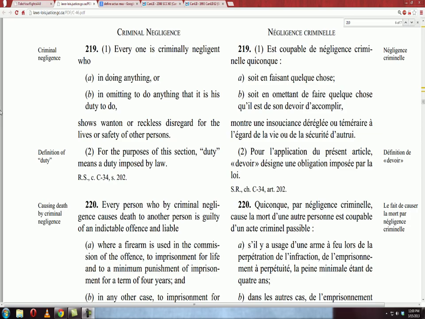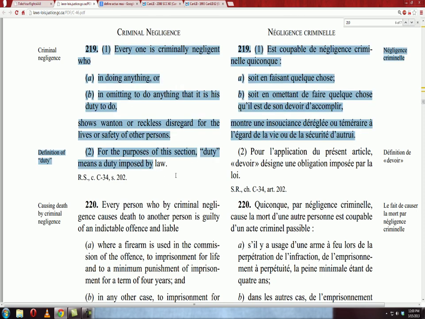Criminal negligence is a section of the Criminal Code of Canada, section 219, that reads as follows. Everyone is criminally negligent who, A, in doing anything, or B, in omitting to do anything that is his duty to do, shows wanton or reckless disregard for the lives or safety of other persons. And 2 defines duty. It says for the purposes of this section, duty means a duty imposed by law. And that is section 219 of the Criminal Code of Canada.